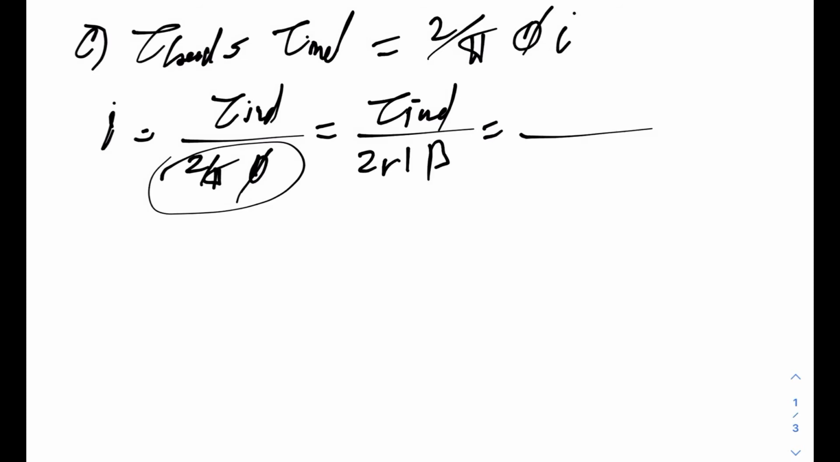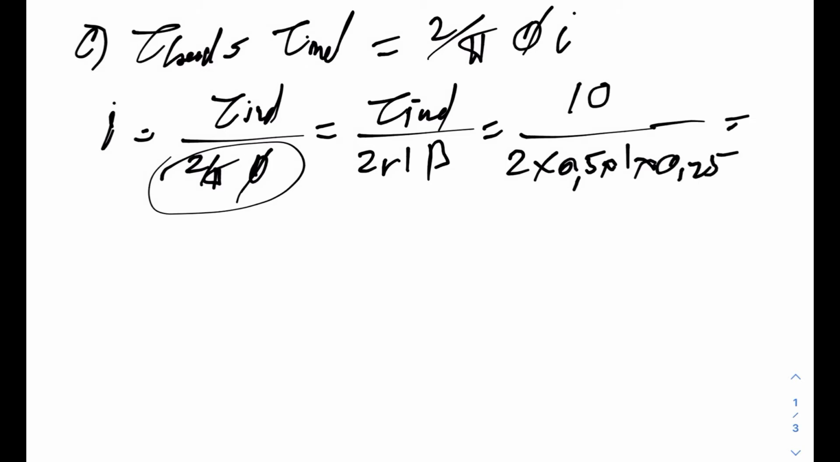Okay, substitute the value now. We have torque induced, given here as 10 Newton-meters, over 2 multiplied by 0.5 multiplied by length 1 multiplied by 0.25 Tesla. So the answer will be how much here? It will be 40 amperes. This is the answer.